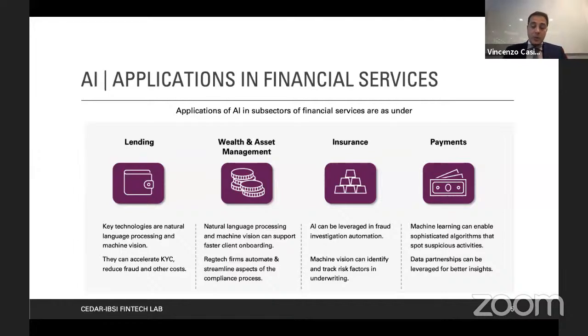And again, we go to payments. In payments, we have compliance. In the compliance realm, AI comes to aid financial institutions to abide by anti-money laundering and financial crime regulations. Machine learning can enable sophisticated algorithms that learn to recognize suspicious behavior and automate the process of identifying, scoring, triaging, and resolving alerts. And then we have data partnership.